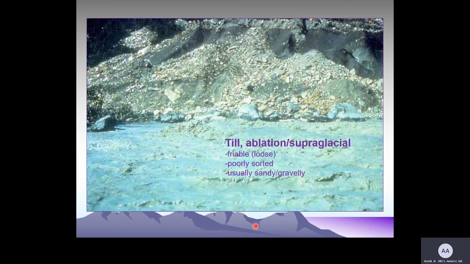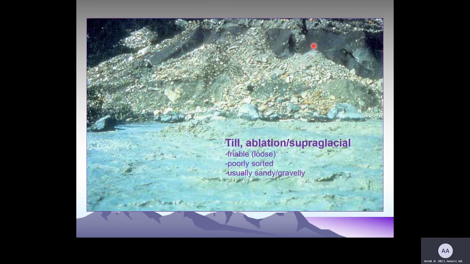So what's the other type of till? It's referred to as ablation or supraglacial. The word supraglacial implies being above the ice or on the edge of the ice. Like the lodgement till, it tends to be very poorly sorted, with lots of angular rock fragments. This is the glacial ice, by the way, in this image.